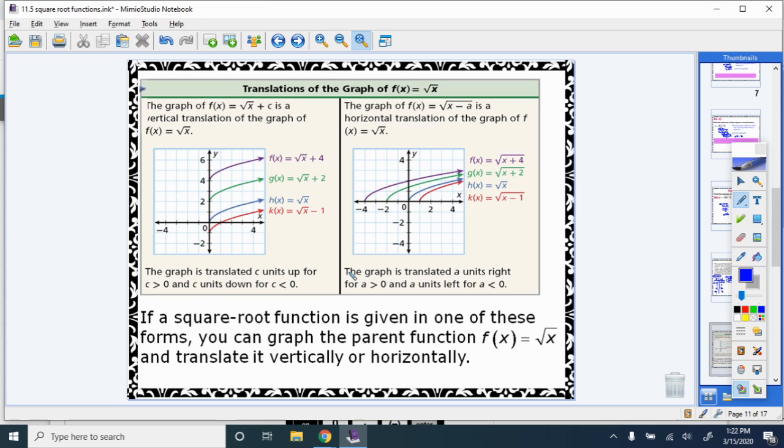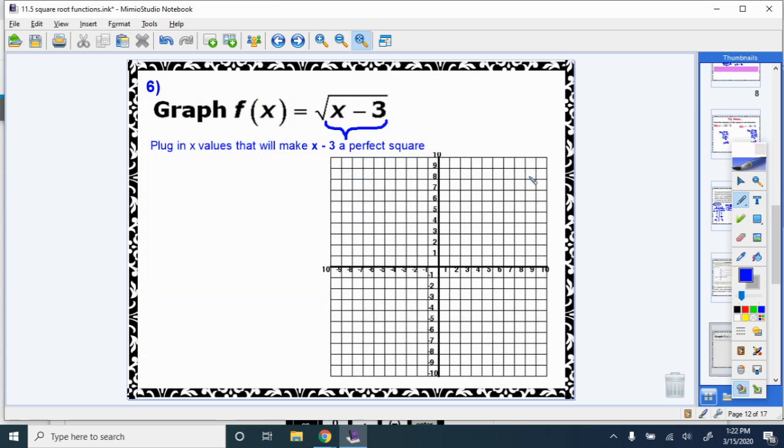All right, so obviously if you add or subtract a number after the square root symbol, that's going to translate your graph up or down. If you add or subtract a number within the square root symbol, it moves it left or right the opposite way you think. So the square root of x minus 1 actually translates right 1. The square root of x plus 2 actually translates left 2. These notes are very helpful for the next few activities.